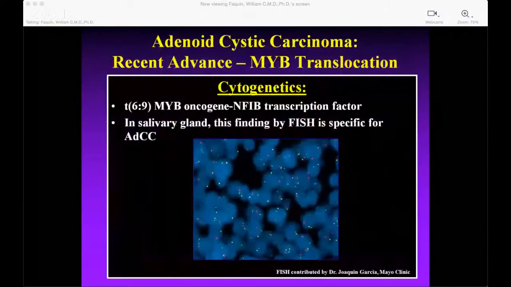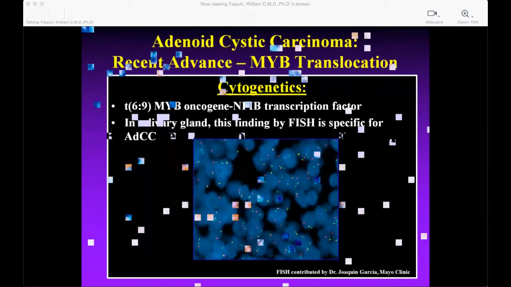And the combination of both strong diffuse staining with MYB as well as CD117 is very strong support for an adenoid cystic carcinoma. However, the ultimate help would be molecular testing, such as this FISH analysis here for the MYB oncogene rearrangement. And the FISH images that I'm showing were contributed by Dr. Garcia at the Mayo Clinic, and he's an expert in using FISH to look for molecular changes in some of these salivary gland tumors.